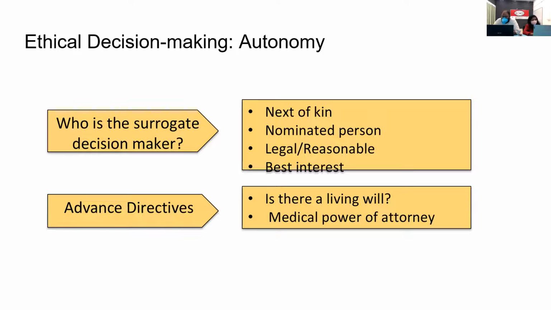The thing you have to ensure is that whoever is the surrogate decision maker should have the best interest of the patient. Also, we have to look for advance directives. Is there a living will, or has he given a medical power of attorney to someone?